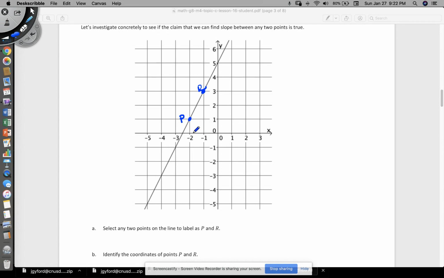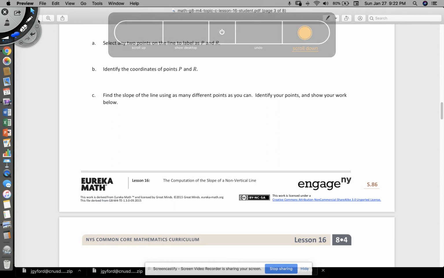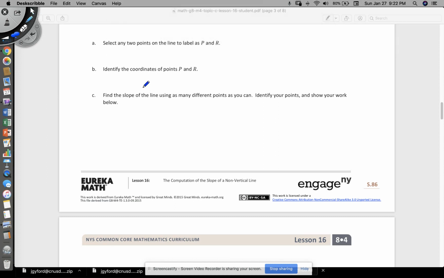Now it says to identify those points, and that's for B. So I'm going to erase this so I can bring it back down. Identify those points. So the points that I chose, now again, you could pick any other points that you want to pick. I'm going to say -2, 1, and -1, 3. Those were the 2 points that I picked. Don't forget that it's always X, then Y. That's always going to go this way first, and then this way.